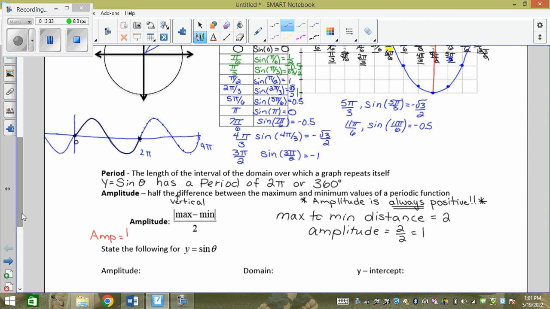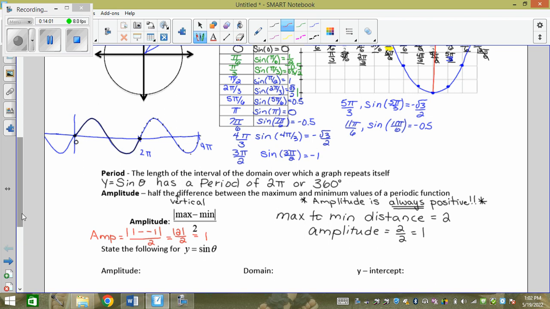Our maximum, what was our maximum? 1 minus, what was our minimum? Negative 1, absolute value divided by 2. What's 1 minus a minus 1? Absolute value of 2 divided by 2. What is the absolute value of 2? The absolute value is just the distance from 0. So it's always positive. So the absolute value of negative 2 would be 2. The absolute value of positive 2 is 2. So this would be 2 divided by 2, which is 1.